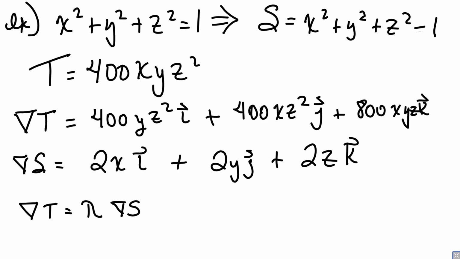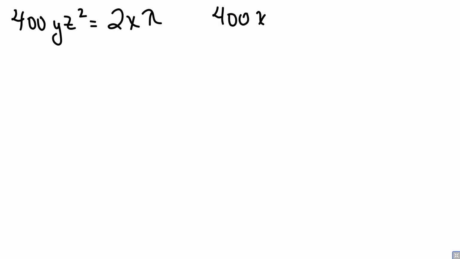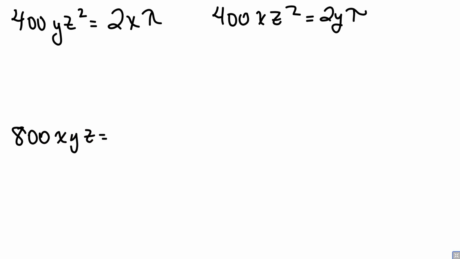we're going to basically have three equations that come out. Our first equation is going to be 400yz squared equals 2x lambda. Our second equation is going to be 400xz squared, and that's equal to 2y lambda. And then our third equation is going to be 800xyz, and that's equal to 2z lambda.